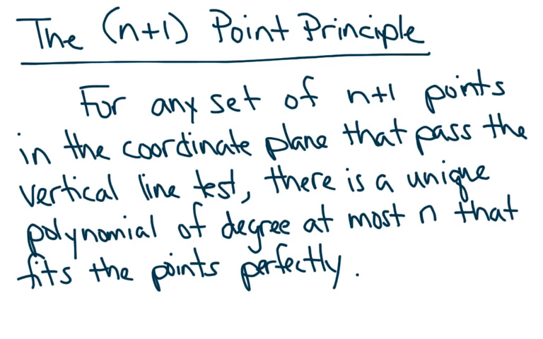So now I introduce the n+1 point principle. It says for any set of n+1 points in the coordinate plane that pass the vertical line test, there's a unique polynomial of degree at most n that fits the points perfectly. Let me rephrase this. The original problem that we just worked with had, how many points did it have? 1, 2, 3, 4, 5. It had 5 points. It had 5 ordered pairs.